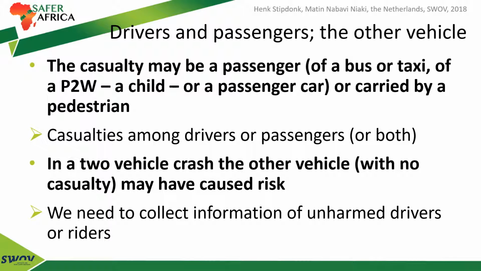Our crash reports need to allow for information about victims and their vehicles, but also of vehicles without casualties and their drivers, for example, their age, gender, alcohol level, experience, etc. If the victim is a passenger of a vehicle, we also need to know variables regarding the driver, whether it's a bus driver, taxi driver, passenger car driver, or a motorcycle driver. For example, did the passenger wear a helmet or a seat belt?